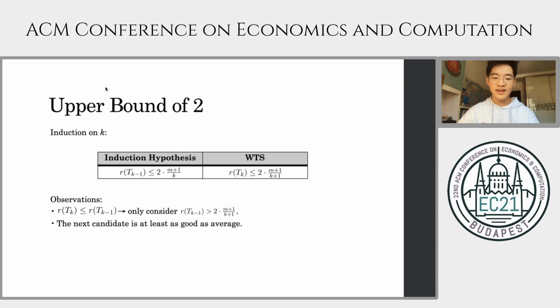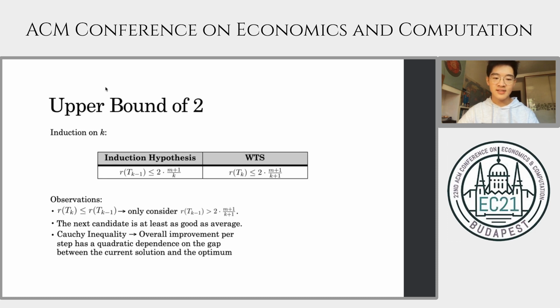The second observation is that the next candidate chosen by greedy is at least as good as average. This is also almost immediate because in each step, the greedy wants to find the best candidate, and the best candidate is of course at least as good as average. This observation is useful in the sense that it guarantees that the next candidate chosen by greedy can at least fill up a fair amount of gap between the current solution and the optimum.